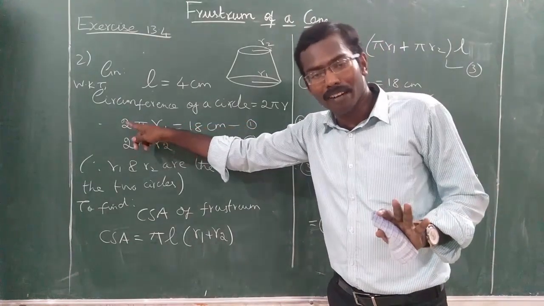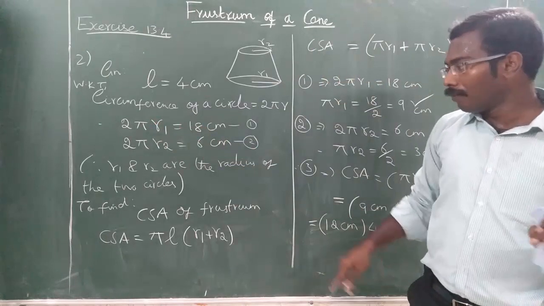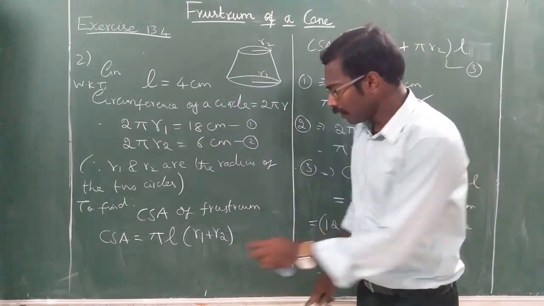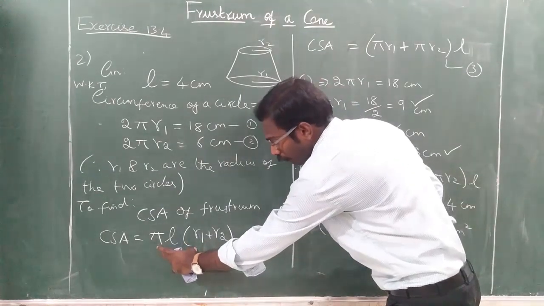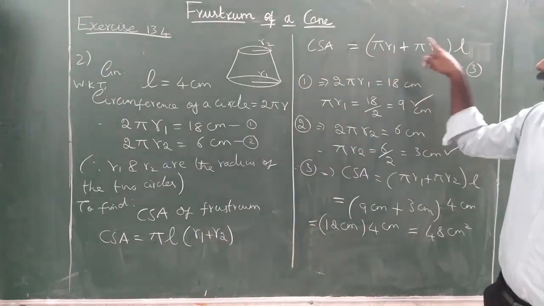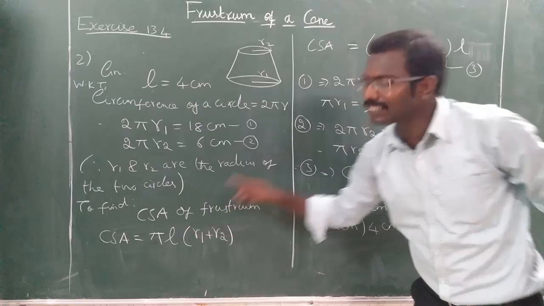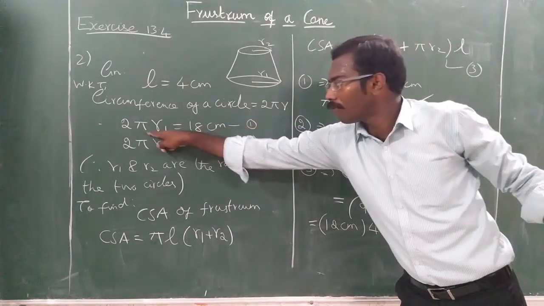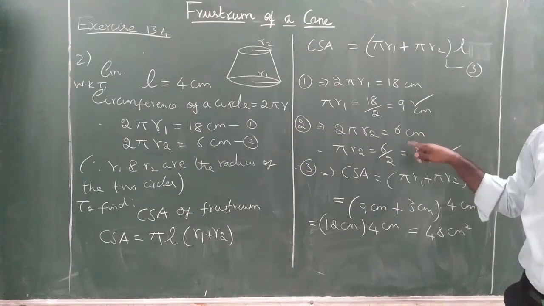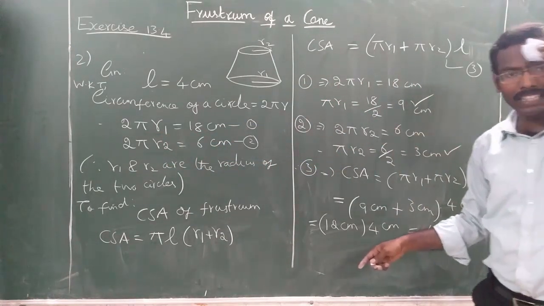Circumference is given. Circumference means 2 pi r. But in the formula, what we want? Pi we know, and r1 is there. When you multiply both, you will get pi r1 and pi r2. The L, slant height, is outside, so keep that outside. Then you get the values of pi r1 and pi r2, and in the last line here, you got the answer. Very simple, isn't it?